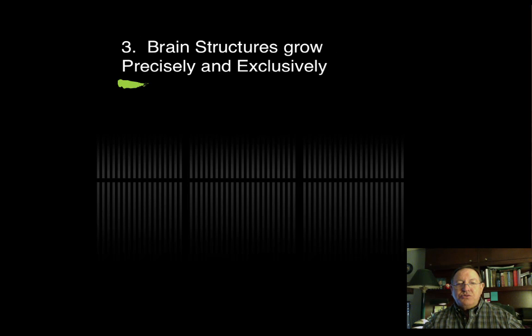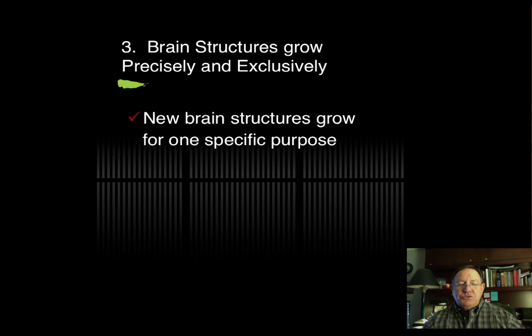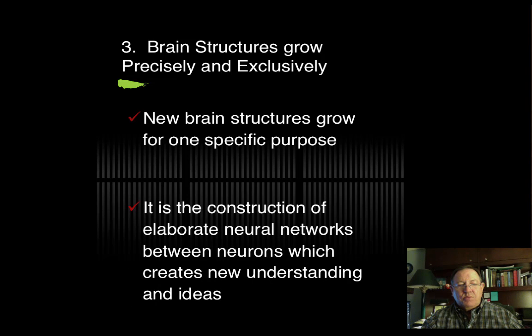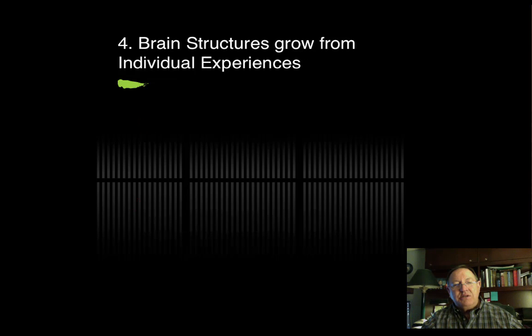Number 3, brain structures grow precisely and exclusively. This shows that even though the brain structures grow with one specific purpose, if you reuse that learning in a different way, it'll grow an additional connection, so that a well-used area will look like a very thick spider web with multiple connections to this one little bit of learning. They create elaborate neural networks between these neurons that help students get new understanding.